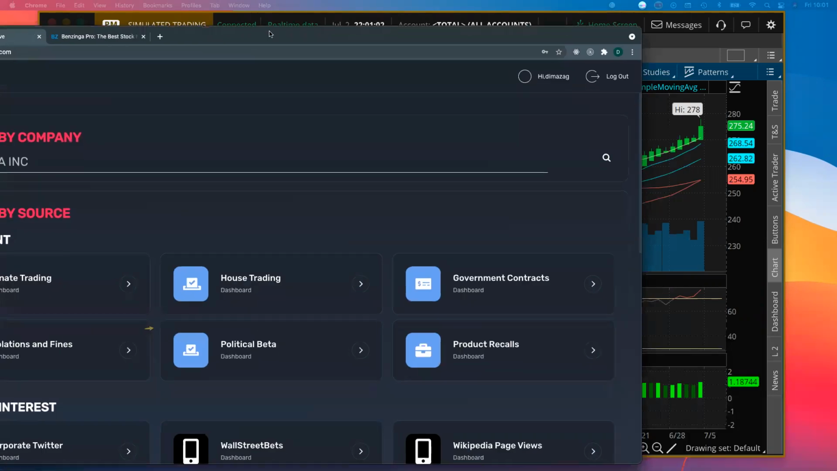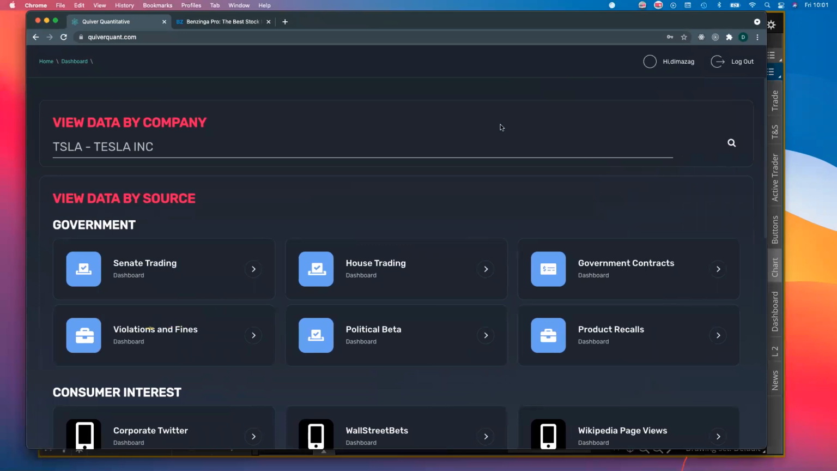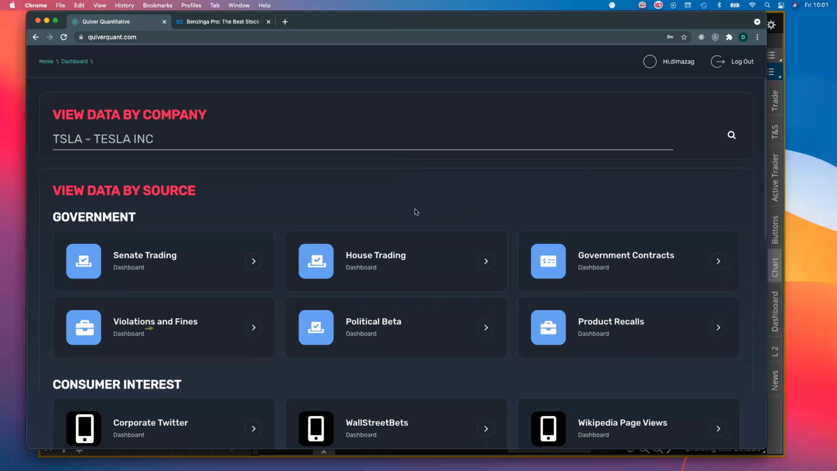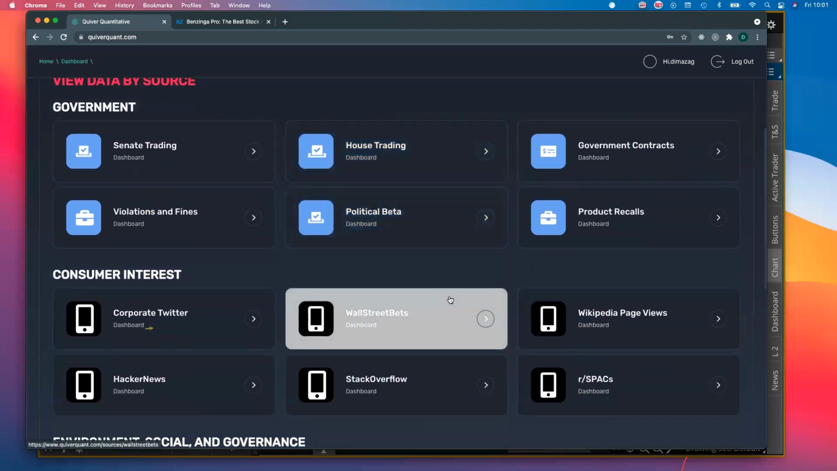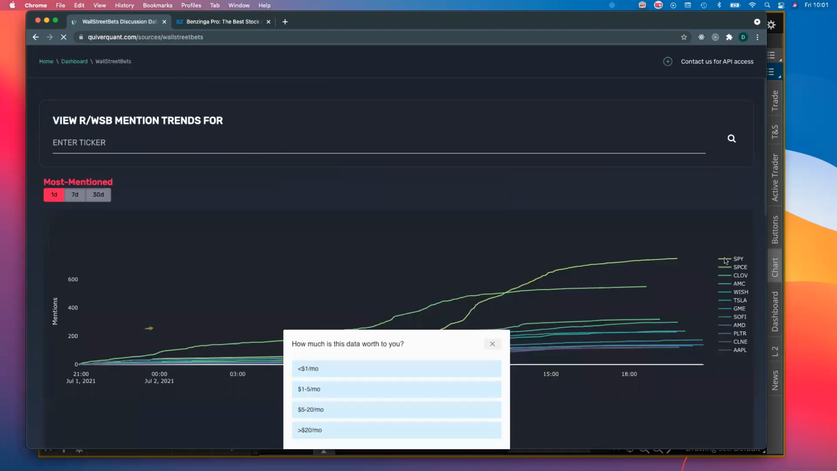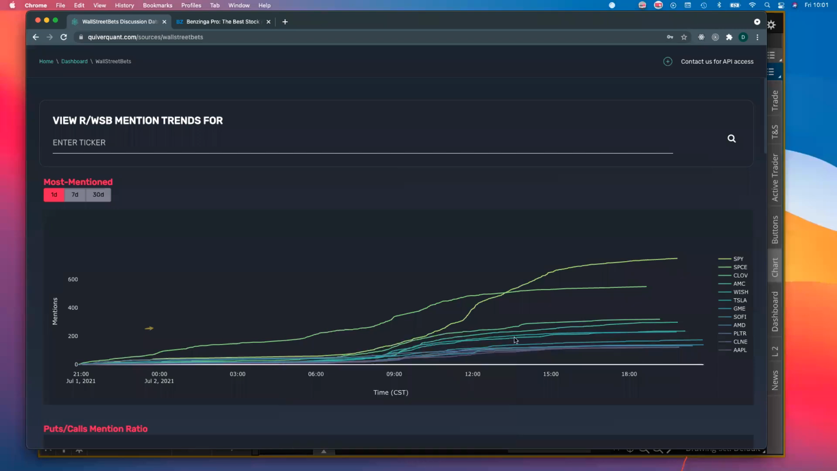Now this site is free right here. It's called QuiverQuant. And you could just look at things by very simple scanning. You want to see what's trending on Wall Street Bets? Click Wall Street Bets. It'll tell you what tickers are mentioned on Wall Street Bets and which one is mentioned the most. Today, SPY was mentioned the most because SPY was outrageous today.